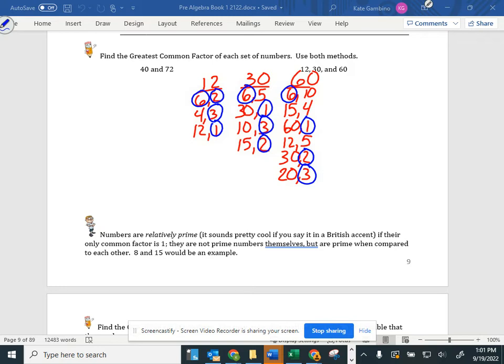11. No. 12 and 12, but no 12 here. That's the biggest number that 12 has. So I know there can't be any of these other big numbers because they're not going to be under 12. So I circled all my common ones. What's my last step, Priya? Find the greatest factor, which is 6.